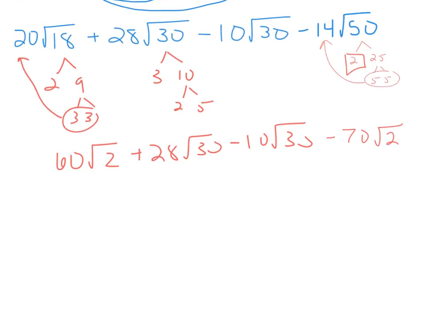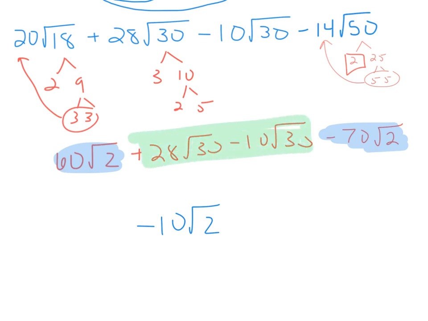All right, so now combine like terms, or in this case, combine like square roots. So I'm going to put the root 2's together. And so when I put those together, I get negative 10 root 2. And then I'm going to put together the square roots of 30 here. All right, so when I put together the square roots of 30, 28 minus 10 is going to be 18 root 30. Okay, and that's going to be my final answer.